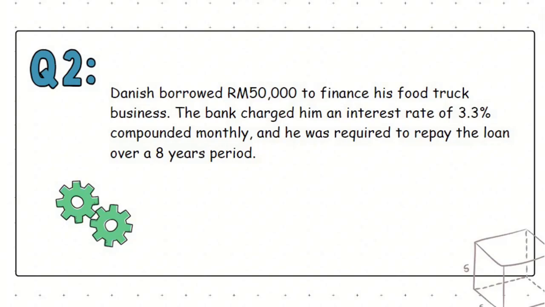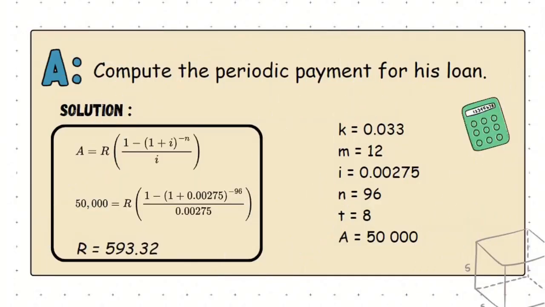So my name is Geofery Marvin and I will discuss question 2. Danish borrowed 50,000 ringgit to finance his food truck business. The bank charged him an interest rate of 3.3% compounded monthly, and he was required to repay the loan over an 8 year period. So to compute the periodic payment for his loan, we need to find K, M, I, N, and also the A.